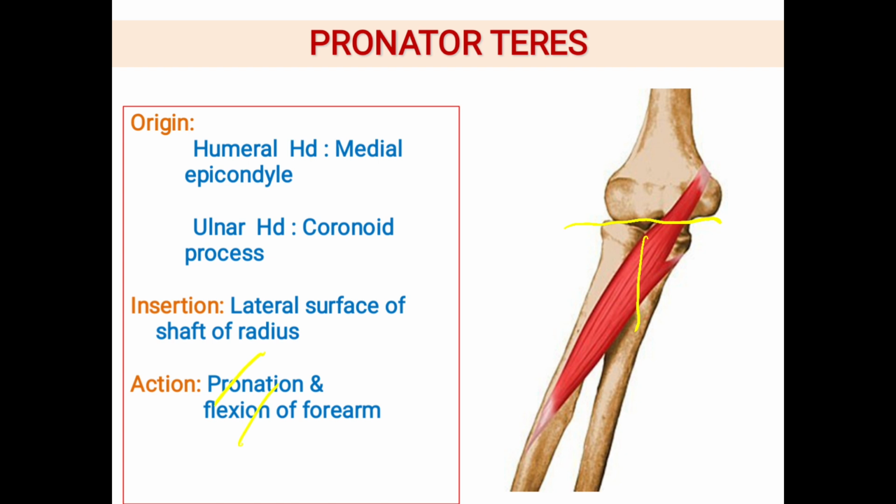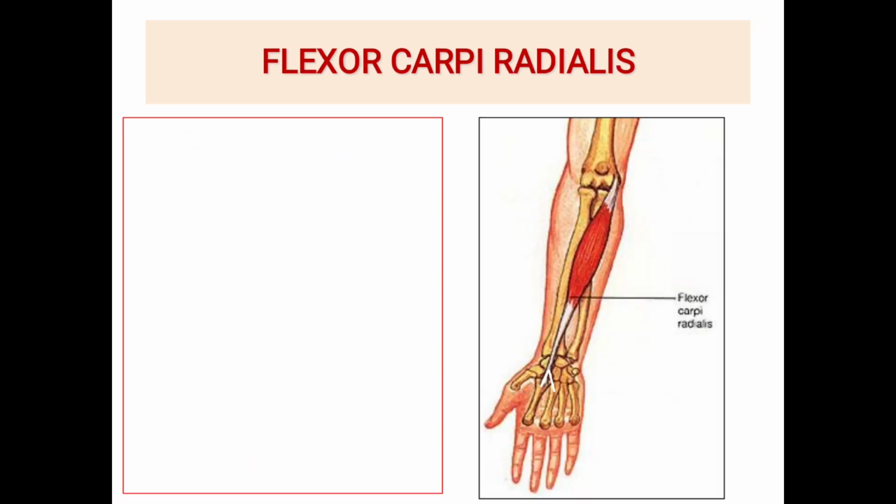Okay, and the pronator teres is supplied by the median nerve. So by the way, most of the muscles of the anterior forearm are supplied by the median nerve. Okay, so that is your first muscle. You have the pronator teres. Okay, let's go to the next. We have the flexor carpi radialis.